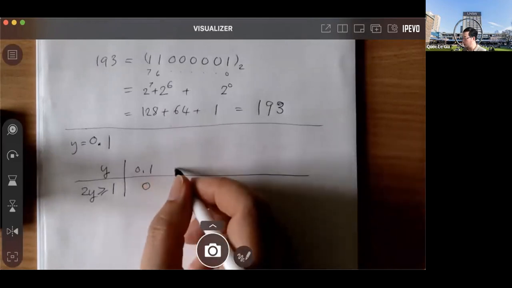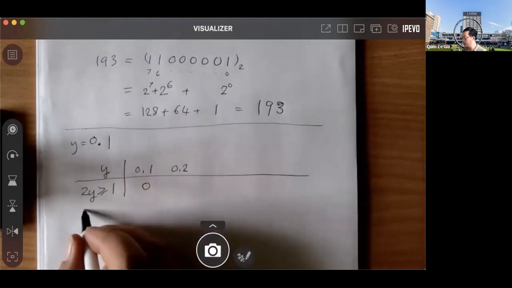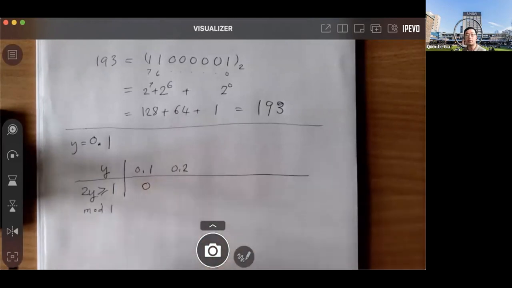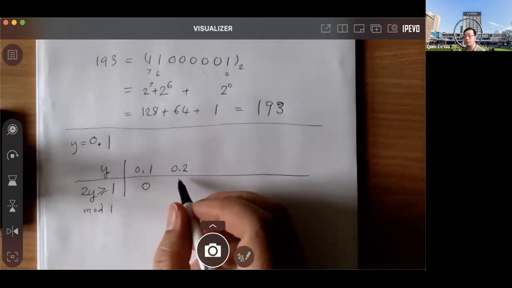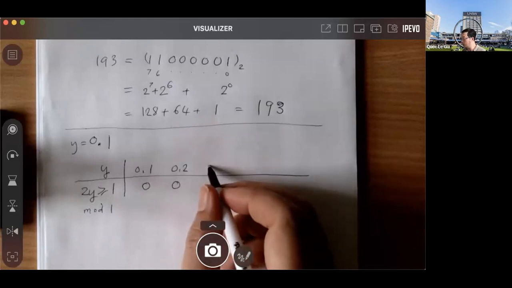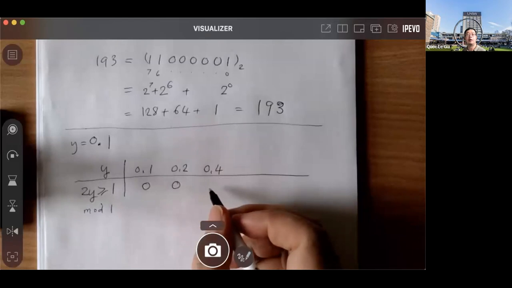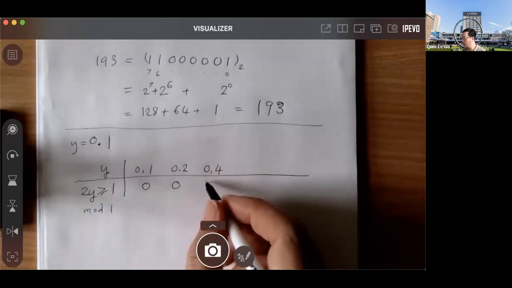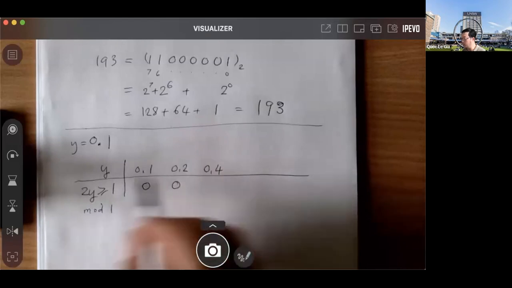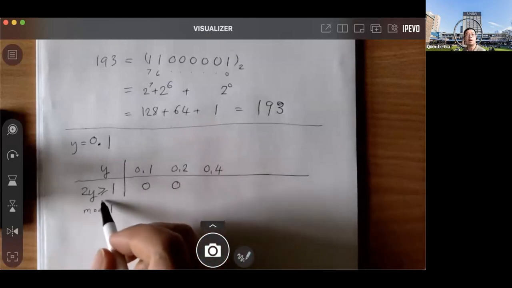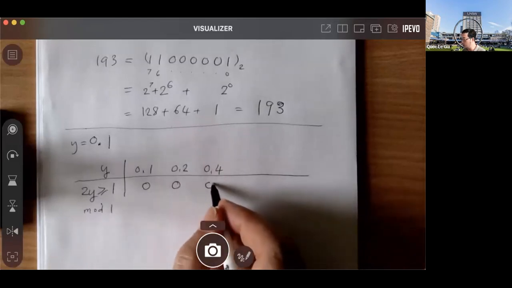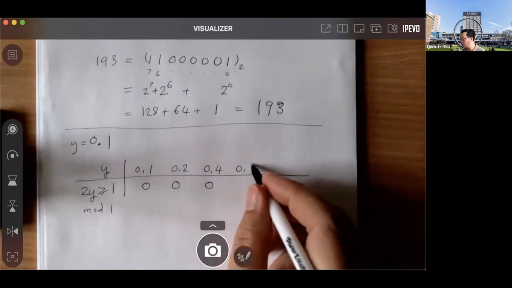So I got 0.2. And remember, everything here is modulo 1. Modulo 1 means that when it is bigger than 1, you have to take off 1. Now 0.2, you multiply by 2, then you got 0.4. 0.4 is still not greater than or equal to 1, so put 0 here. Then 0.4, you multiply by 2, then you get 0.8. 0.8 is still less than 1, so you got 0 here.